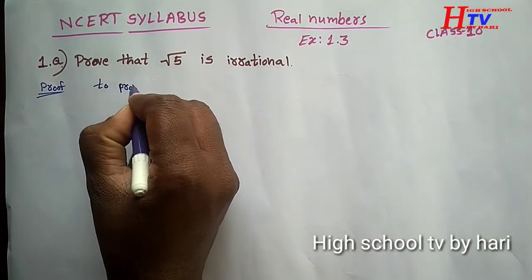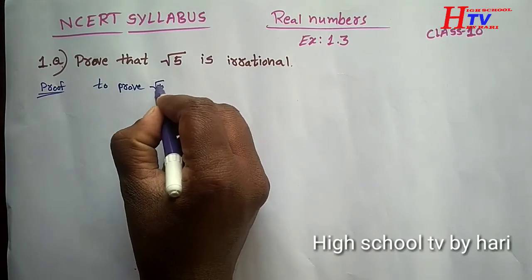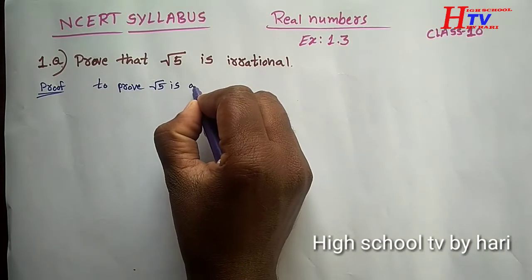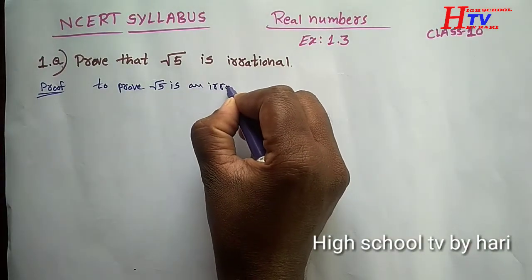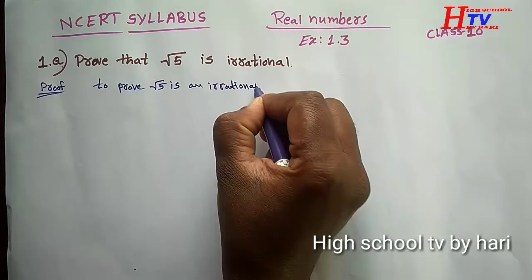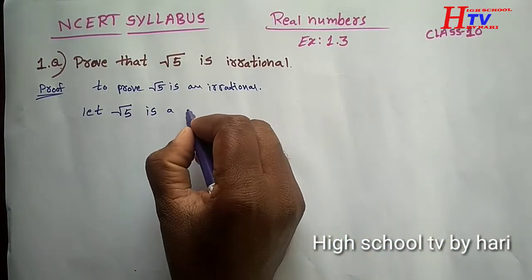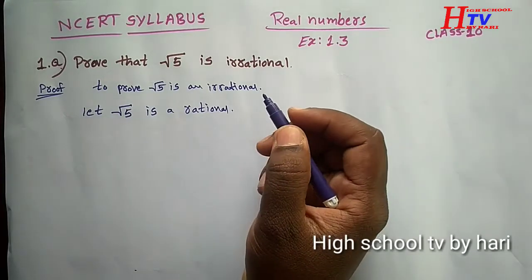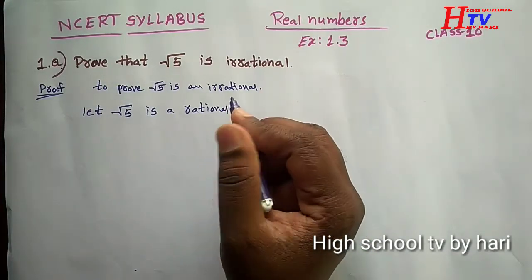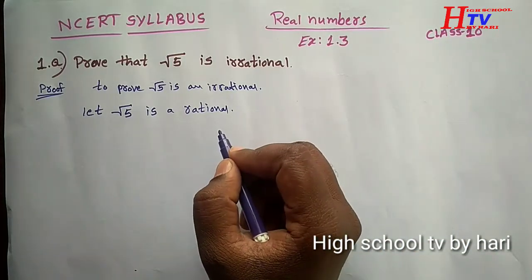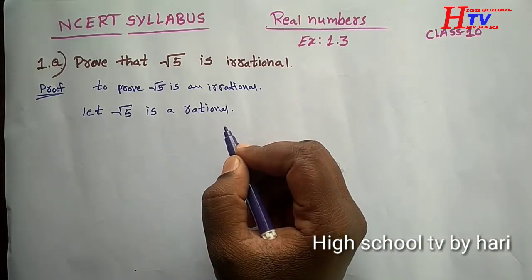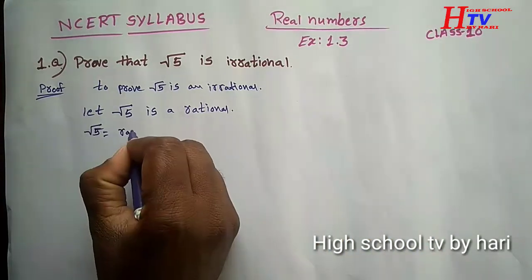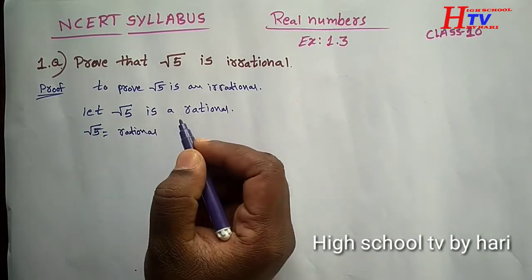To prove root 5 is an irrational, let root 5 be a rational number. Rational numbers, as per the definition, are of the form p by q, where q is not equal to 0. So root 5 is a rational.